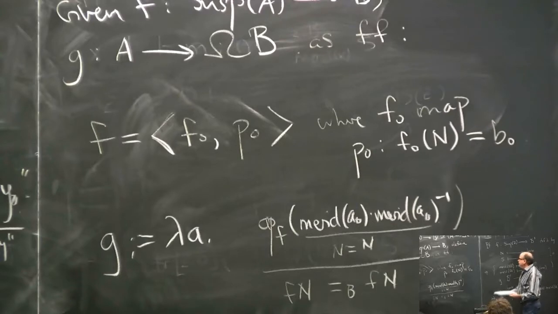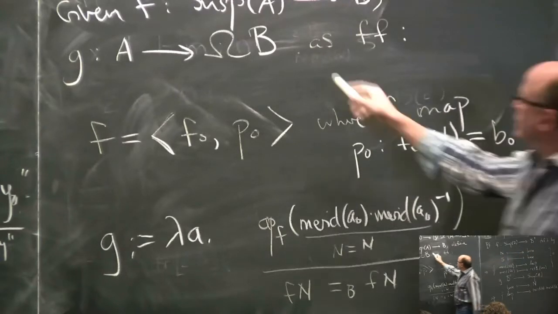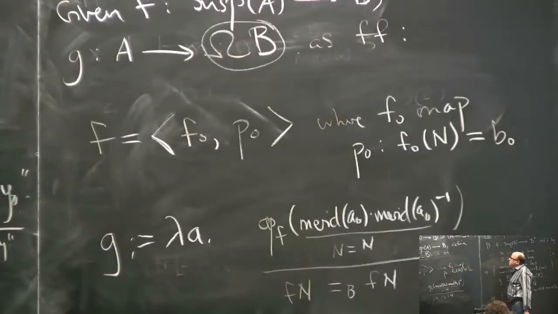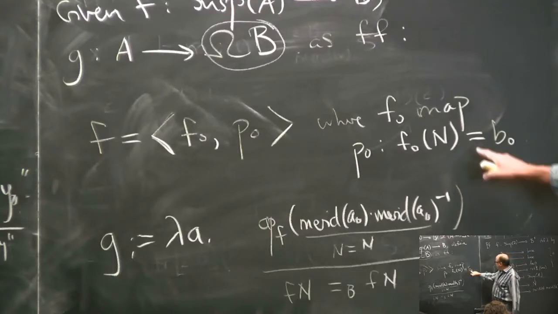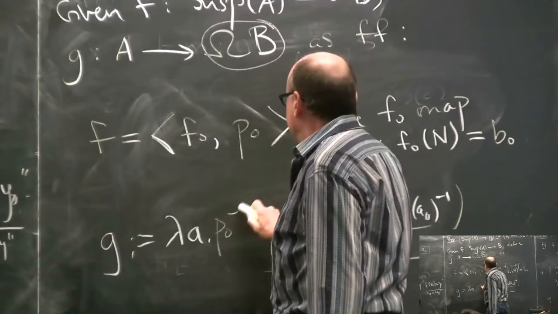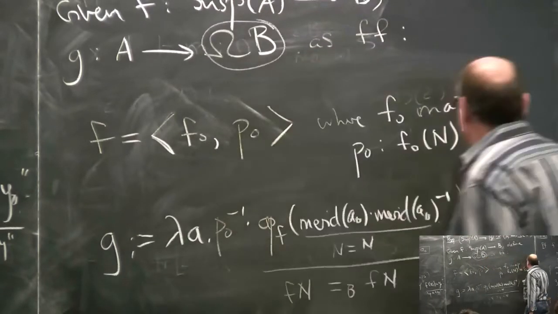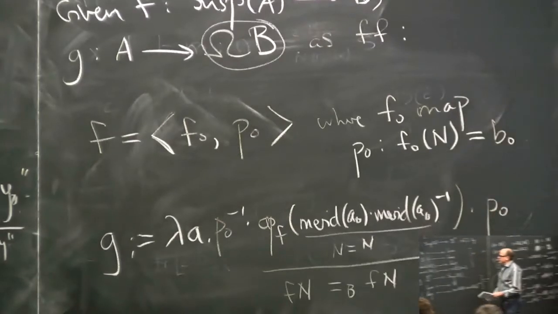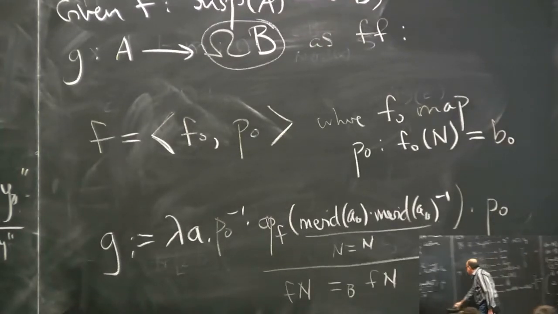Now what is it that I need? I need something in the loop space of B, which means a proof that B0 is equal to B0. That's what I need. So that's where I use P0. I take P0 inverse and then concatenate with P0. And if I did that right, that's the calculation.